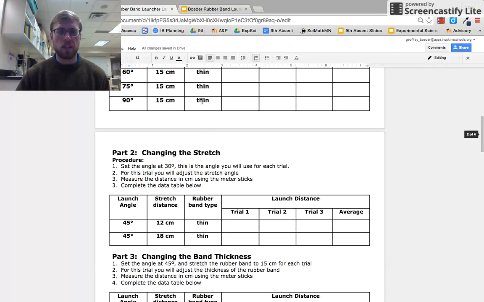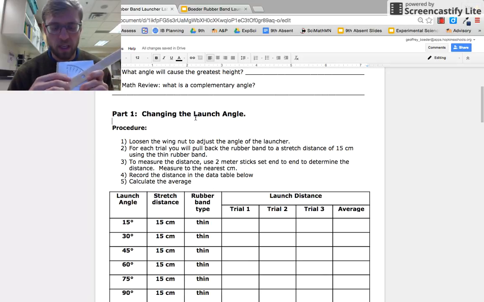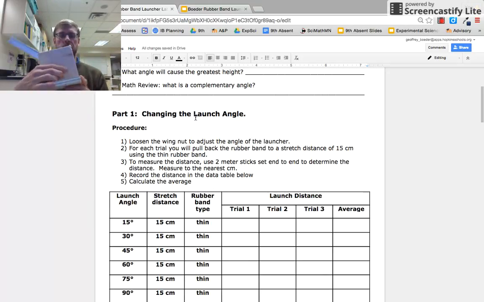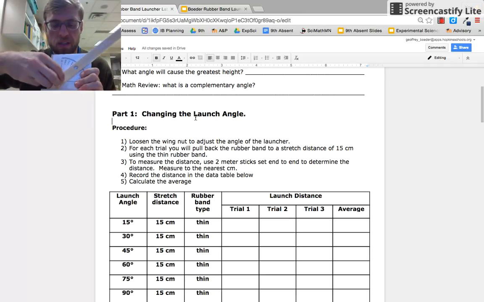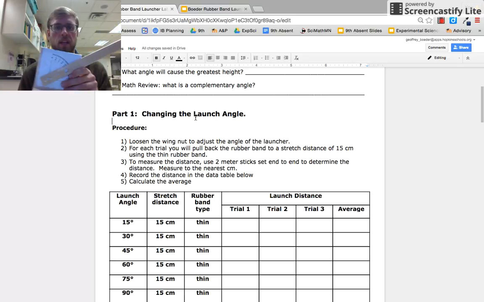Okay, part 1, changing the launch angle. The first thing we're going to do is change the launch angle and measure how that affects the launch distance. Procedure. You need to loosen this wing nut perhaps to adjust your angle. Just a pro tip, the wing nut is attached to a screw on the back, so anytime you're spinning the wing nut, you should probably be holding on to the screw so that you're not just spinning and spinning and spinning. Okay, let's take a note about how this measures.